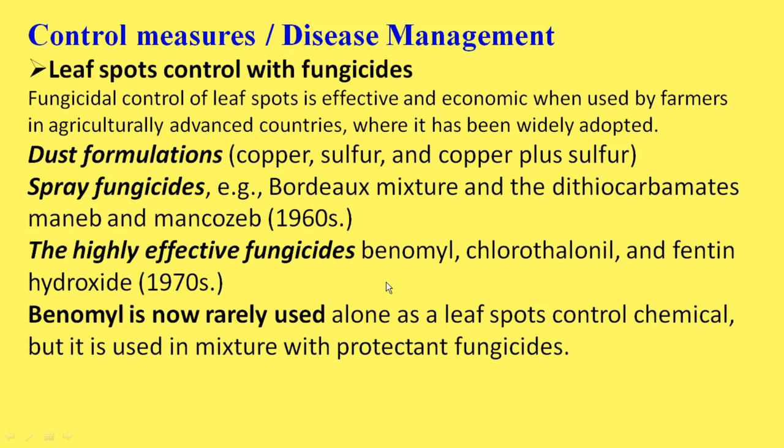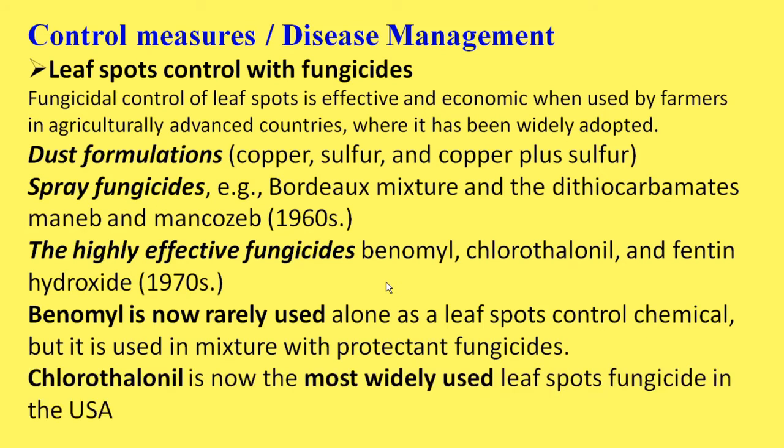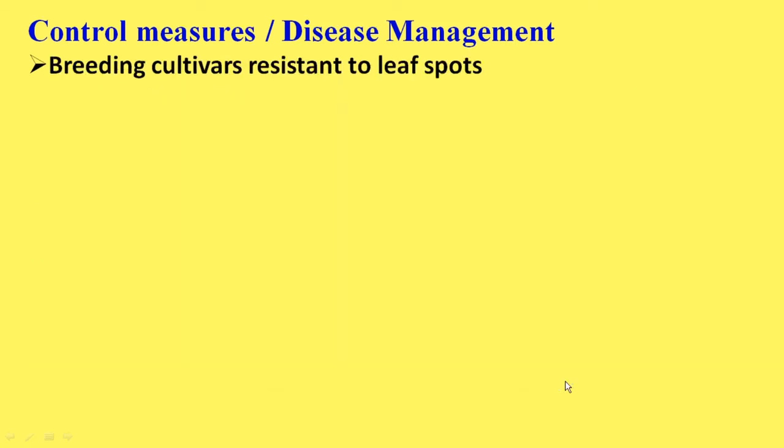Another part which we have to focus on here is the breeding of certain cultivars or varieties. But prior to that, this last point is very important: chlorothalonil is nowadays the most widely used leaf spot fungicide in the United States of America. Let's discuss a breeding procedure.